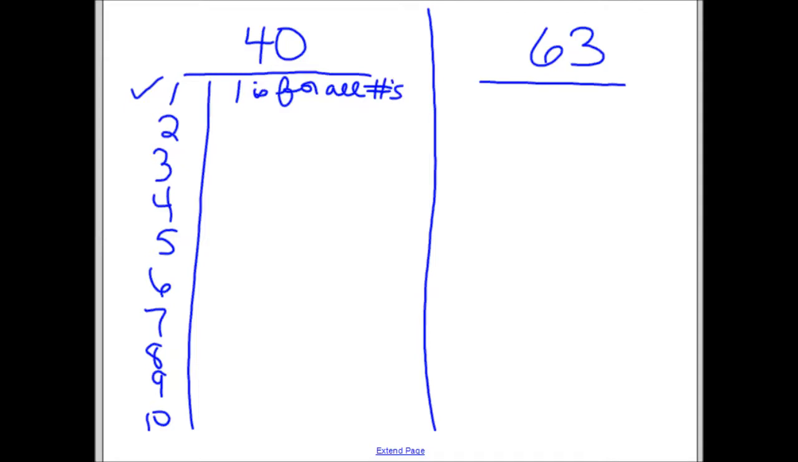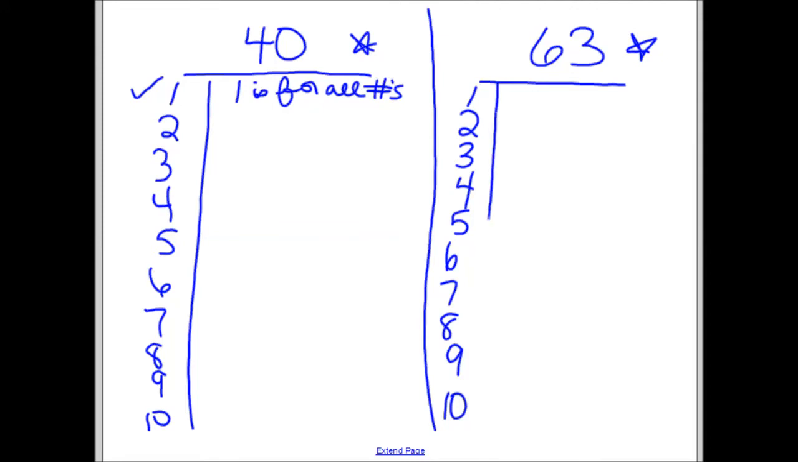And go all the way down with this list the same way for both 40 and for 63. Starting at 1, going all the way down to 10. So I'll check that tomorrow for homework. As a review, I want all the factors for 40, all for 63, but I want them on a T-chart just like I showed you with reasons why they are or are not factors.